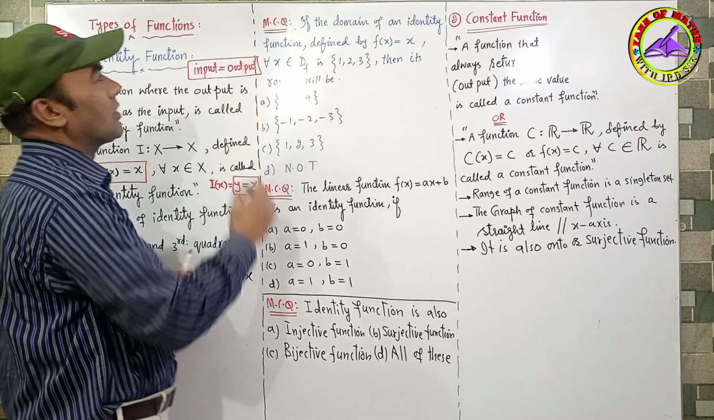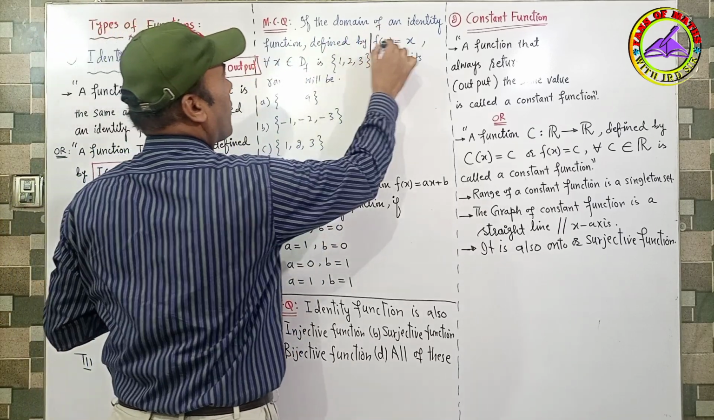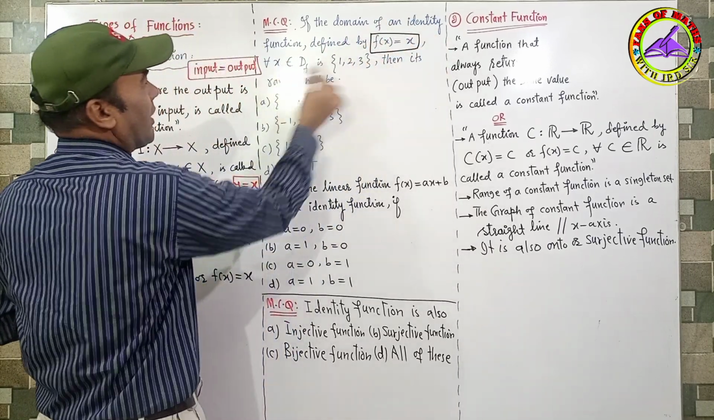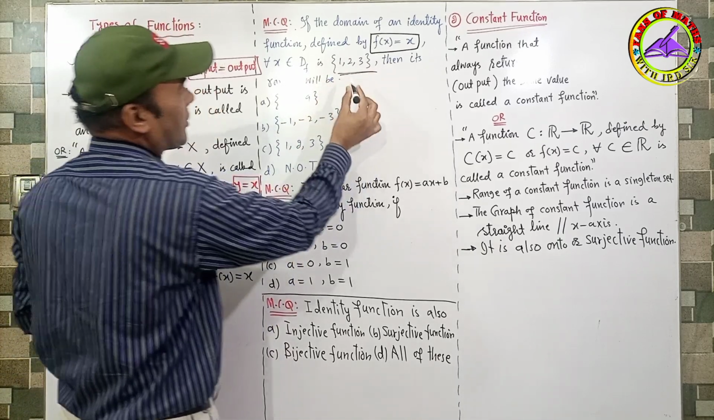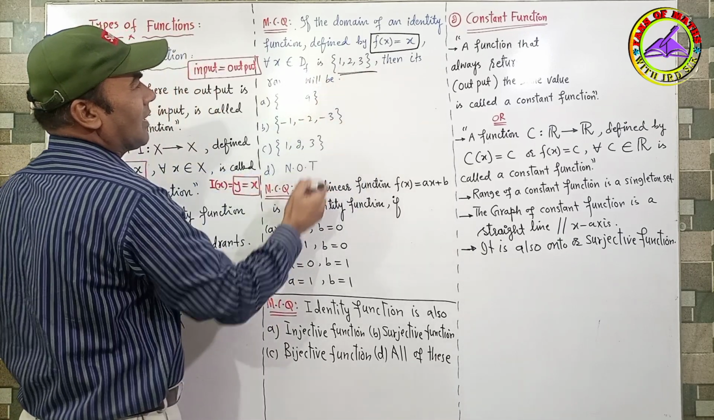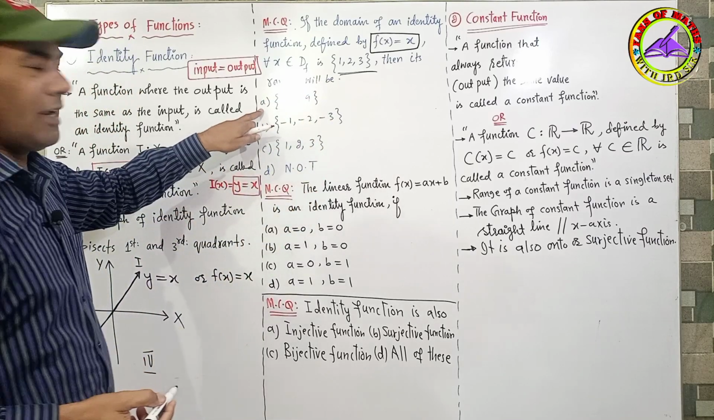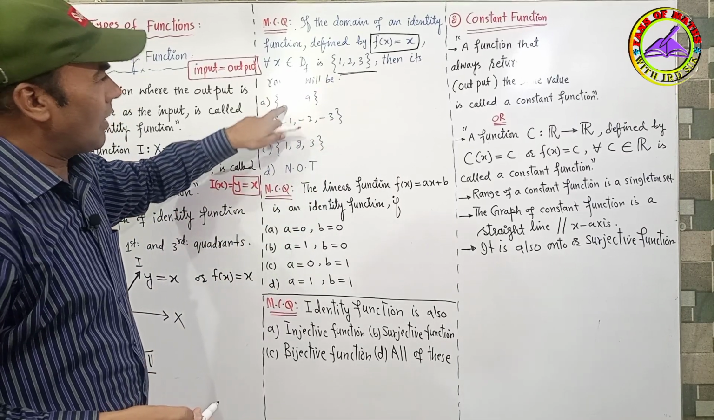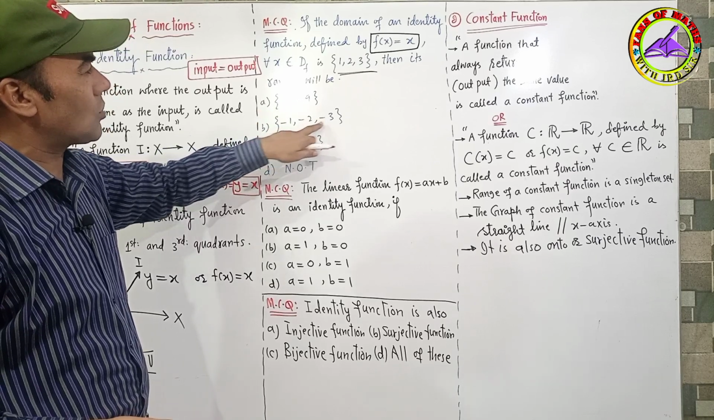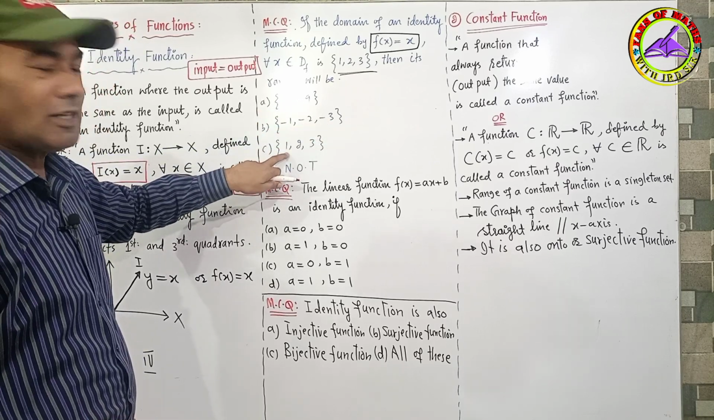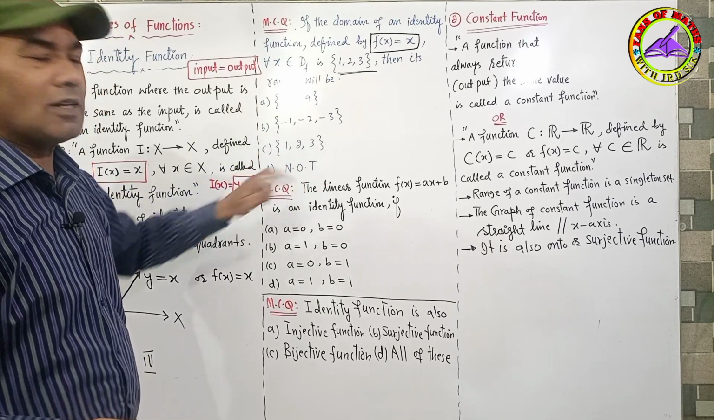Now let's see the MCQ. If the domain of identity function defined by f of x is equal to x, whereas x belongs to the domain of function and the set of domain of function whose elements 1, 2, 3, then its range will be, बेटा अब ये range क्या होगी? A set elements 1, 4, 9, B option elements -1, -2, -3, C set elements 1, 2, 3, and D option, no one option, means none of these.